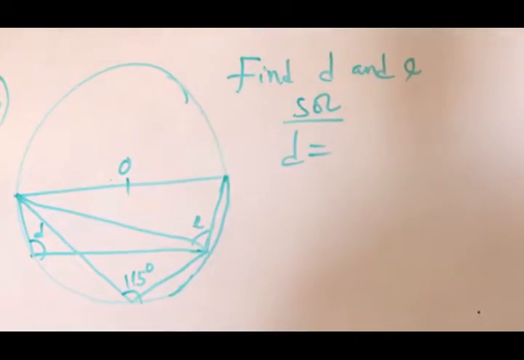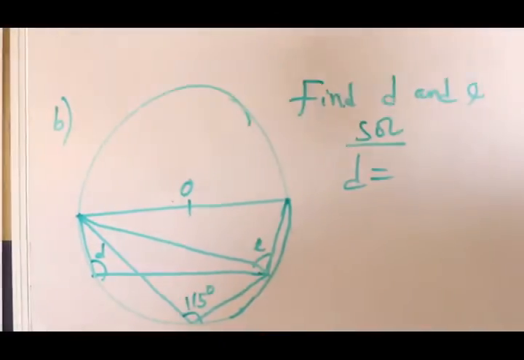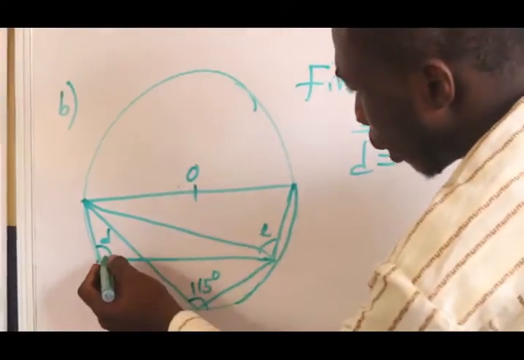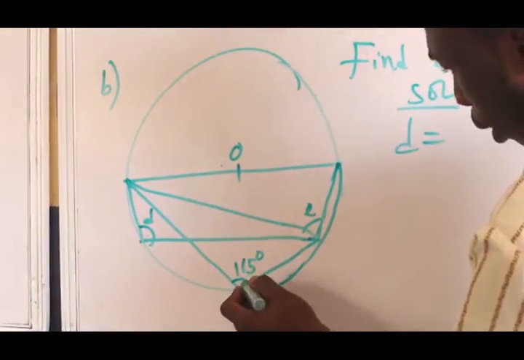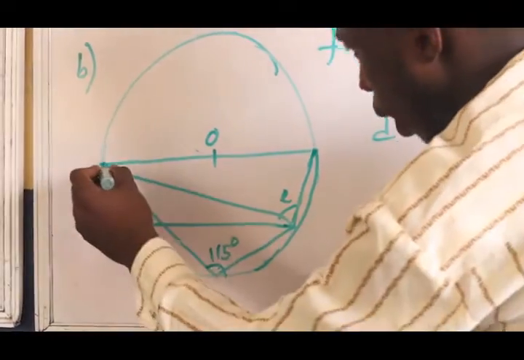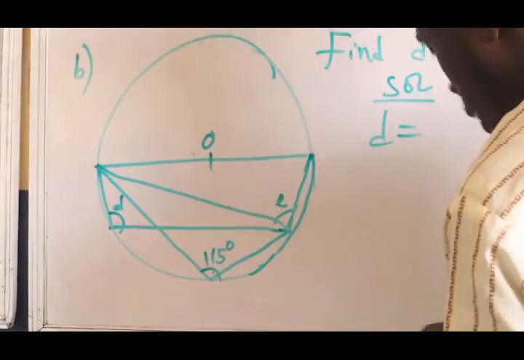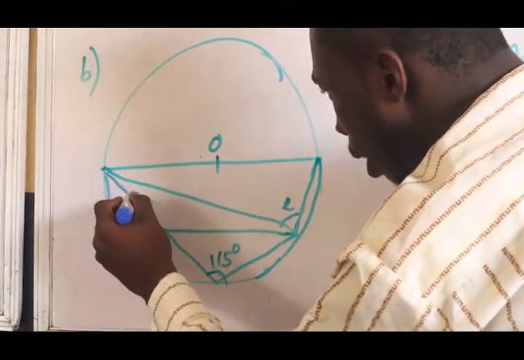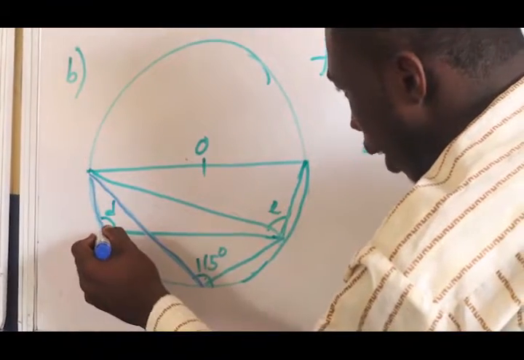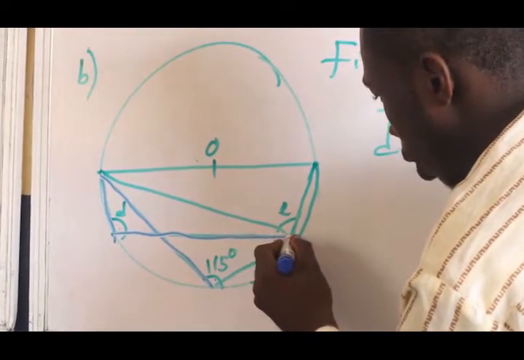Now for me to find D, in fact, this is the simplest one. Now look at this. You have D here. D belongs to the same segment as 115. Look at the S shape once again. Let me use a different marker. Look at the butterfly shape.